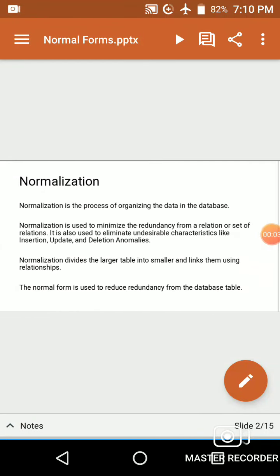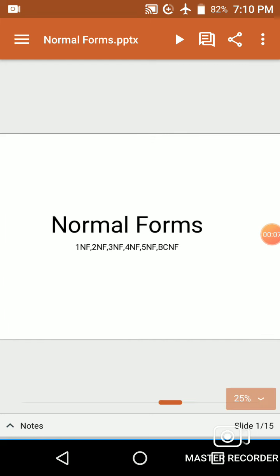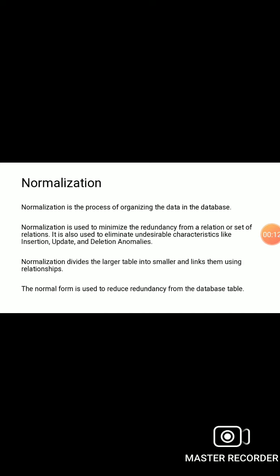Today we are going to discuss normal forms. First of all, you have to know normalization. Normalization is the process of organizing the data in the database. Normalization is used to minimize the redundancy from a relation or a set of relations. It is also used to eliminate undesirable characteristics like insertion, update, and deletion anomalies.